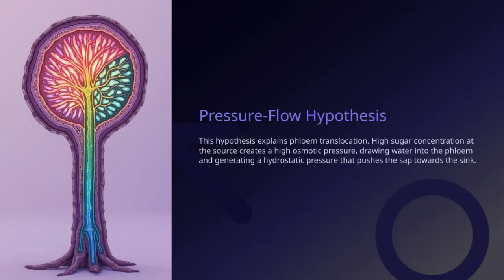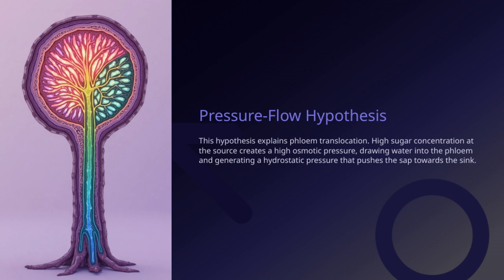So this hypothesis really helps us understand how phloem translocation works. When there's a high concentration of sugars at the source, like in the leaves, it creates a high osmotic pressure. This pressure draws water into the phloem from the surrounding cells. As water enters, it generates a hydrostatic pressure, which then pushes the sap along the phloem towards the sink, areas where the sugars are needed or stored, like roots or fruits.